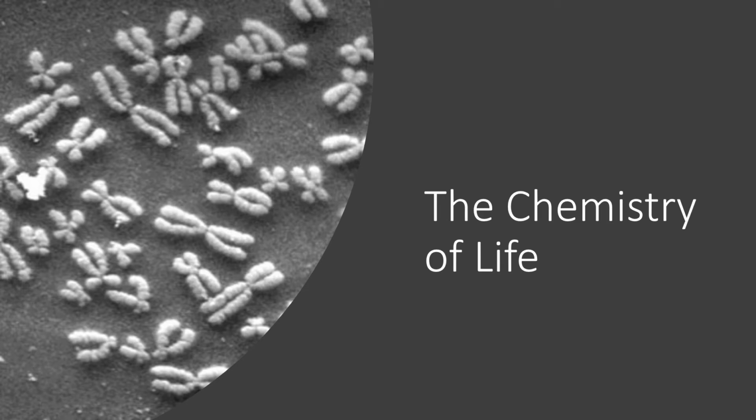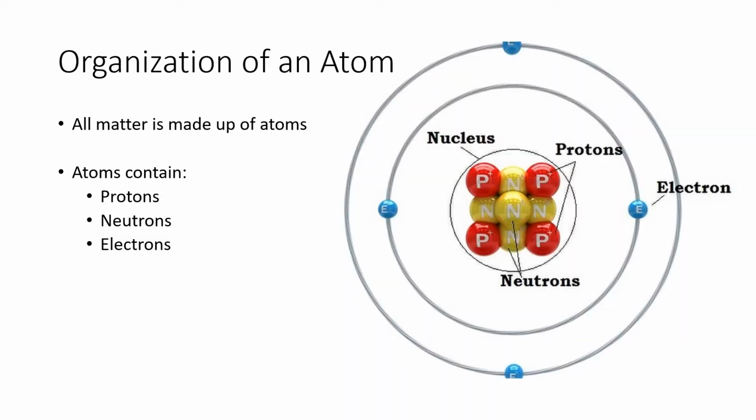The chemistry of life. All matter is made up of atoms. Atoms contain protons, which you can see here in red. They have a positive charge. Neutrons, which you can see there in yellow, have no charge. And electrons, which you can see here, have a negative charge.